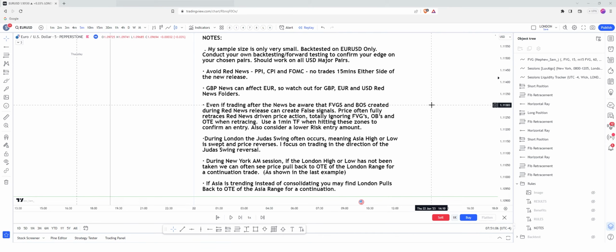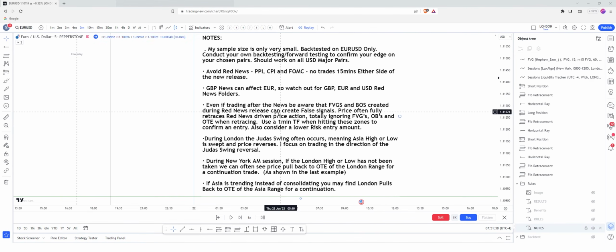The next point is to avoid major red news, specifically PPI, CPI and FOMC. So I won't take trades 15 minutes before or after a news release. Price action is just totally messed up within those times. Setups are unreliable. Through my backtesting, I was only working on Euro USD. However, I did find that news on the pound also affected the euro. So you need to watch out for red news folders on the pound, the euro and the USD.